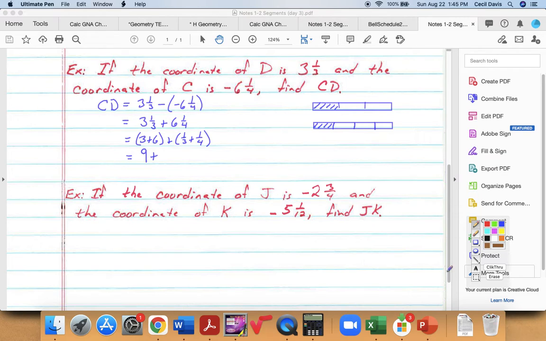So how am I going to deal with that? Well, what I'm going to do is, at least conceptually, I'm going to take this one. That whole was divided into 3 equal pieces. I'll do that again. And then I'm going to take something that was divided into 4 equal pieces.